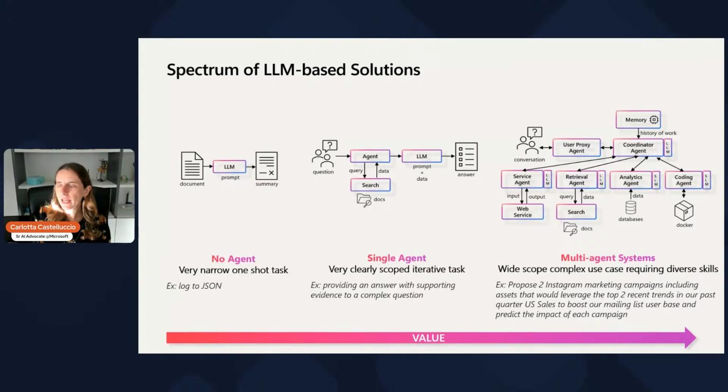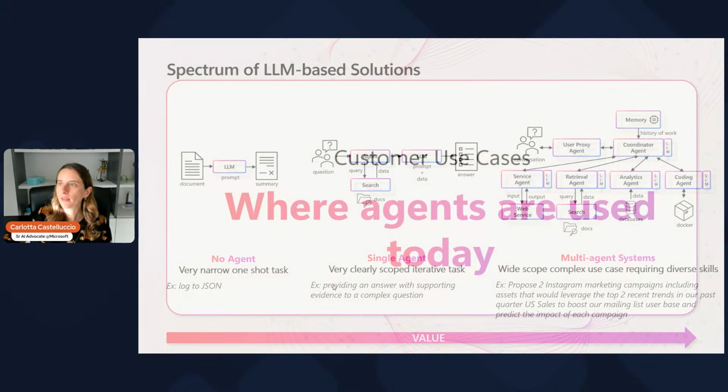And this means that agents can work together as well in more complex systems, so multi-agent systems, to complete more complex goals and tasks.